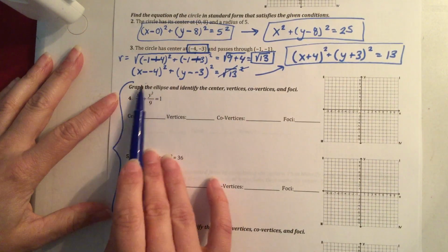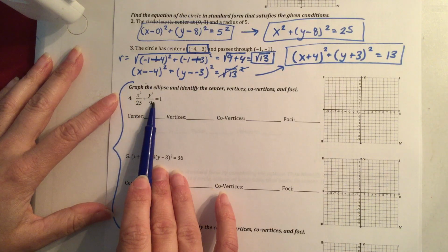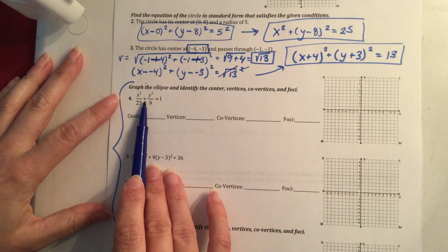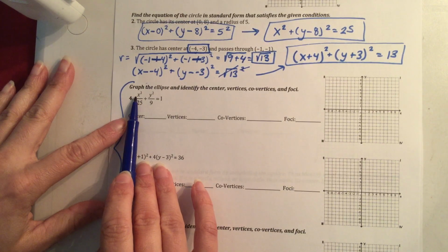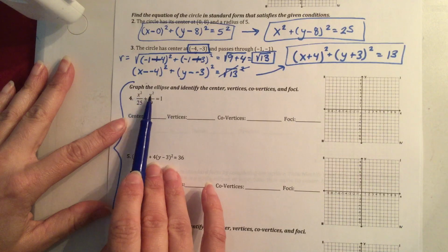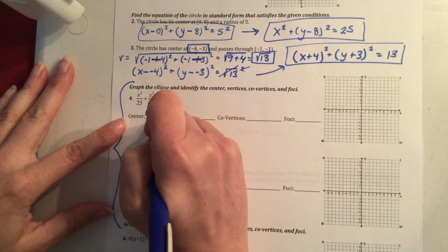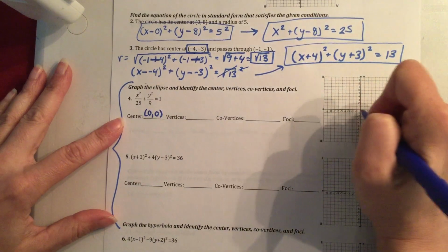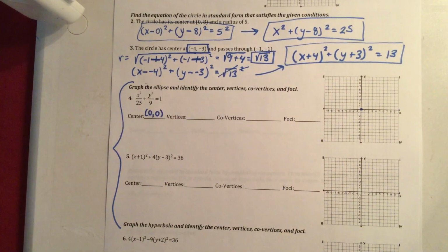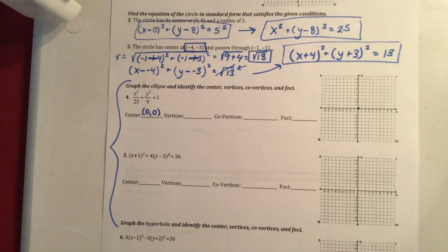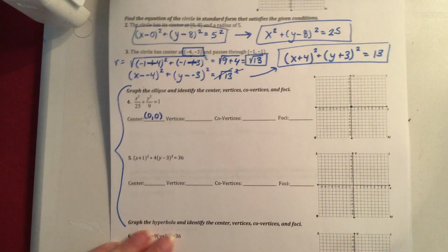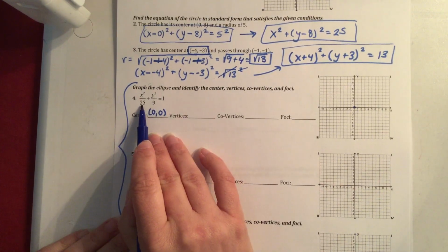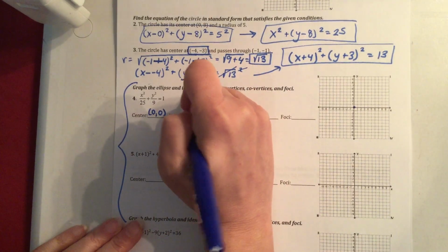Now this one is ready to go. It is two fractions. There is a plus sign in between. It is equal to 1. To find the center of your ellipse, you say, what are you subtracting from x? What are you subtracting from y? Nothing on either, so that means the center is going to be at 0, 0. Now your vertices, you have to know if your ellipse is going to be vertical or horizontal. With the ellipse, the biggest denominator is 25. The variable on top of that is the x, so it's horizontal.